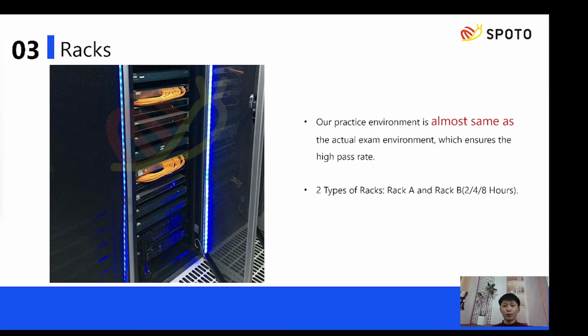And one more thing I want to say is our practice environment is almost the same as the actual exam environment, which ensures a high pass rate. And we have two types of racks, rack A and rack B, and they just have different time periods, 2 or 4 or 8 hours, so you can practice flexibly according to your daily schedule.